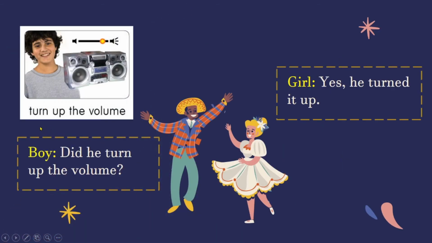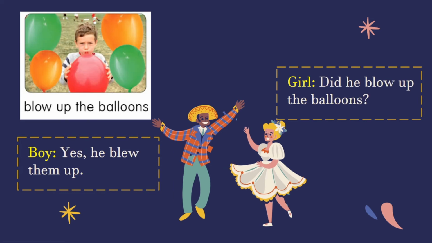All right. Now let's look at picture prompts. Here, you have photos, and we are going to use a modal auxiliary verb and, at the same time, an example of a phrasal verb in a conversation. Let's try first. You can see in your book, turn up the volume. In the audio, it says, did he turn up the volume? And it's answerable by yes, he turned it up. As you can see, did he is a modal auxiliary, and turned up is an example of a phrasal verb.